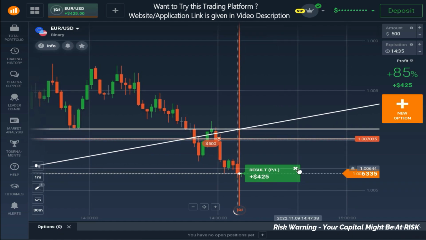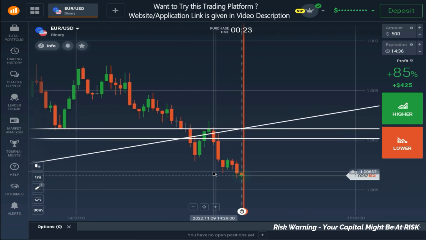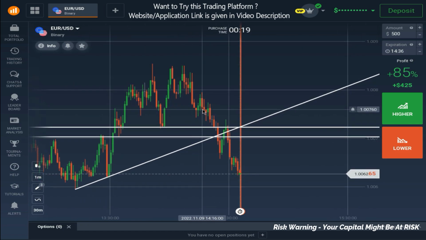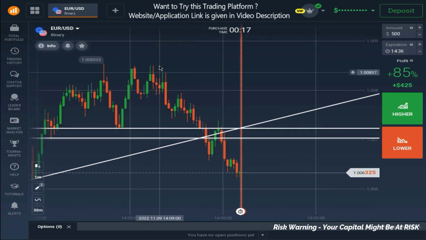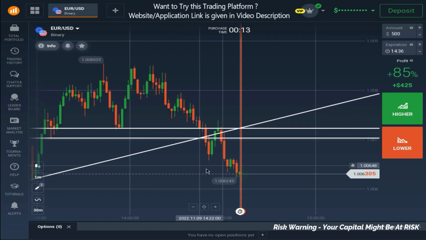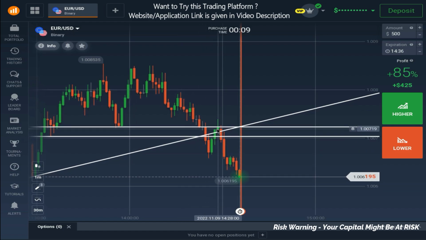Now let me explain the setup in detail. So I took this trade for a simple reason. Market is showing a clear sign that it is falling. It's a downtrend. The downtrend is confirmed here. You can see this is the high, this is the low, lower high, lower low. The downtrend was confirmed here. Market again goes up. This is the retracement phase.